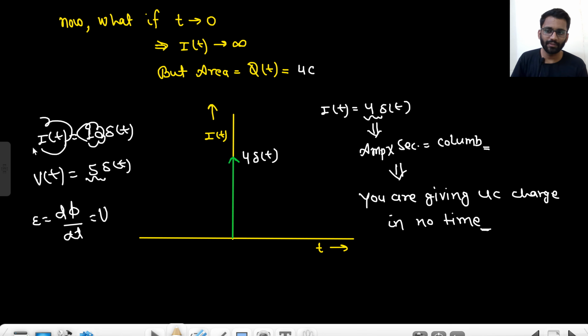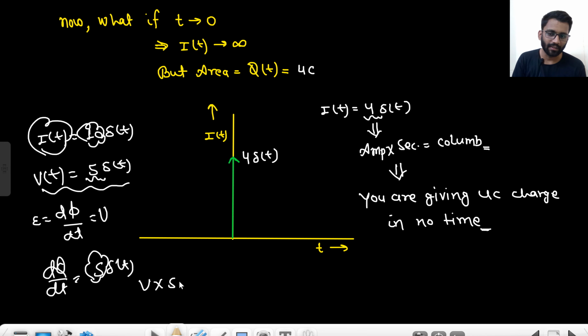Just as I(t) equals dq by dt, that is 5 delta(t), that means you are giving 5 coulomb charge in no time. Are you getting it? Why charge only? Because it is ampere into second. Ampere into second will give you charge. In the similar way, if I am writing V(t) equals 5 delta(t), that means it is volt into second. Volt into second will give you flux. That means I am giving 5 amount of flux in no time.